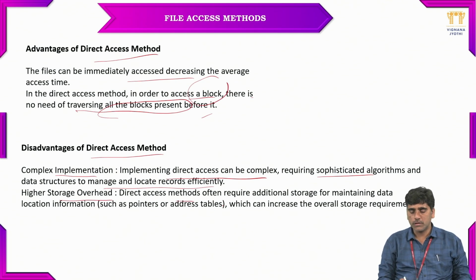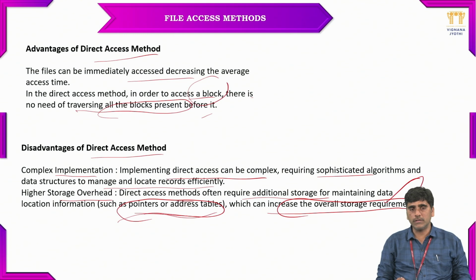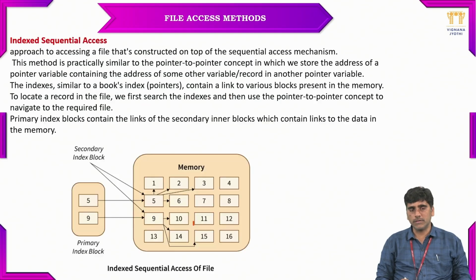Direct access methods often require additional storage for maintaining location information such as pointers or address tables. To identify the particular address of the file, it has to keep separate storage as well as pointers or address tables to move to that particular file, and this can increase the overall storage requirements also. So this is somewhat of a disadvantage. For accessing purposes it is very efficient, but the implementation is somewhat complex and the storage overhead is somewhat high. So these two are the limitations of the direct access method.